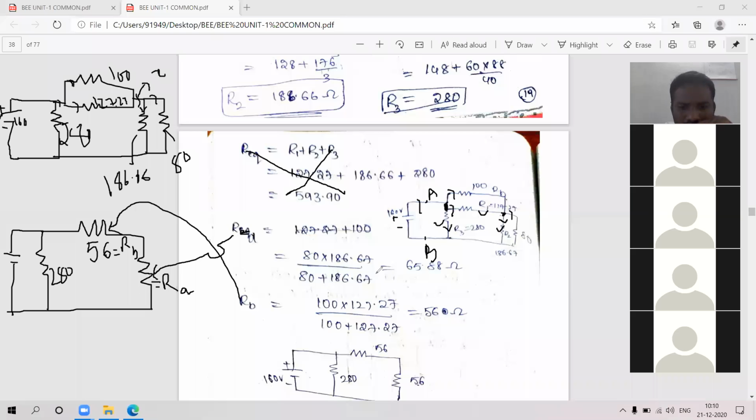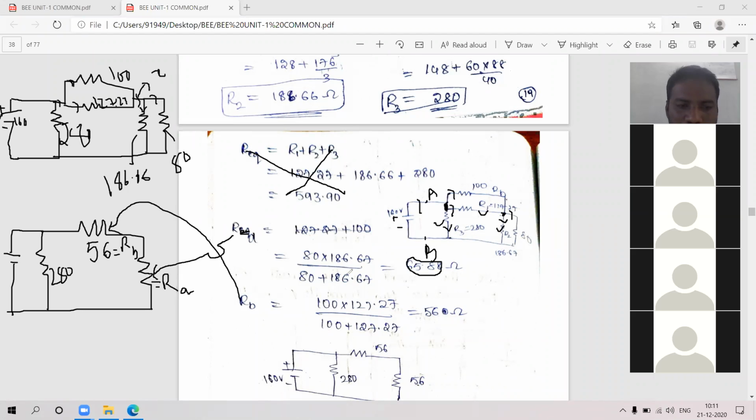So approximately you will get, check it. I think it is 56. Check it once, all of you work out in Calci. 80 into 186.67 by 80 plus 186.67. 56 or 65? Please check the value and tell. I think it is 56, not 65.